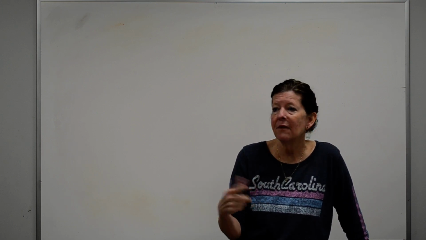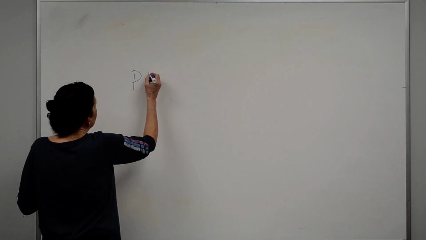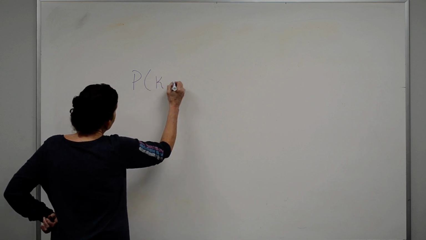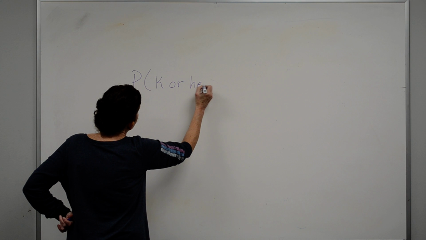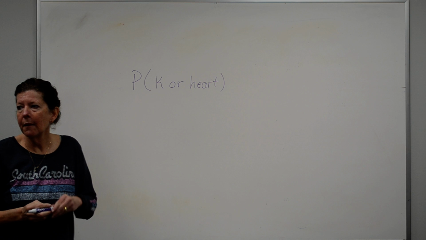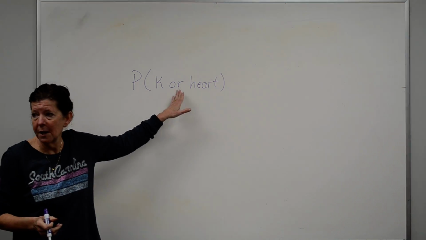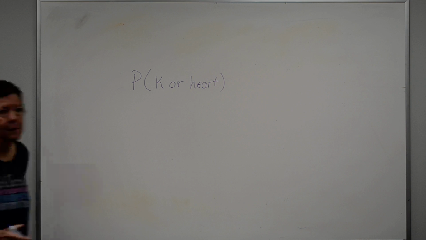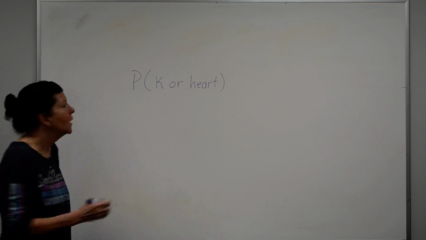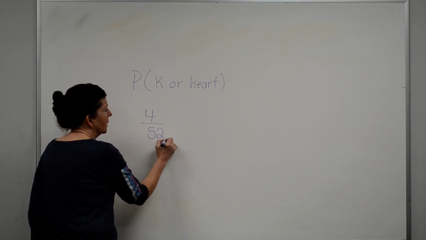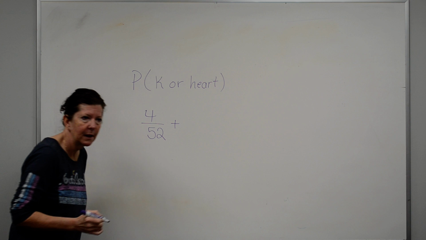So in other words, if that event could occur twice. So if I said the probability of a king or a heart, okay? What's the probability? That's an or statement, so I'm going to put a plus between it. What's the probability of getting a king? 4 out of 52. Plus, what's the probability of getting a heart?